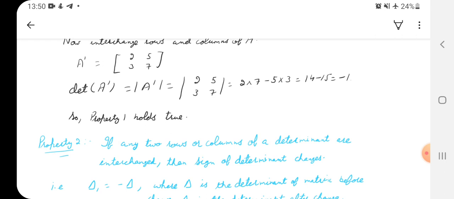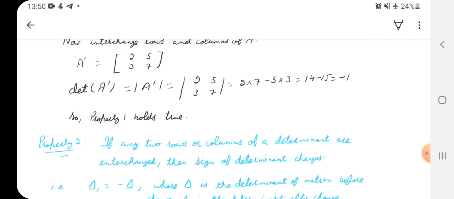So this you can check for any matrix, right? For any matrix, if we change the rows and columns of that matrix, the determinant remains the same. That means the determinant of A transpose will be equal to the determinant of A, right? The determinant of any matrix will be equal to its transpose's determinant, right? Now moving on to the second property.